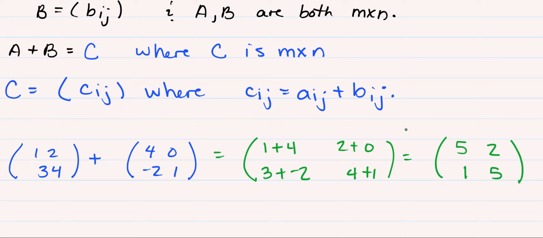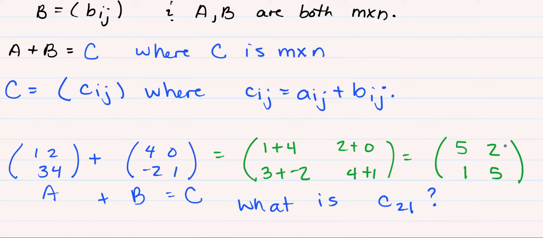And that's it. So I might ask you something like, what is C21? What is that entry if this is A, this is B, and the sum is equal to C? Well, you would say, oh, this corresponds to the row, and this corresponds to the column. So it's in the second row, first column, and so the entry C21 is just equal to 1.